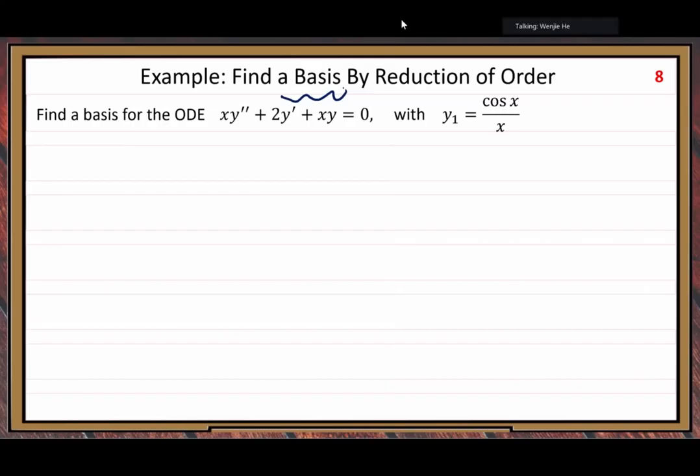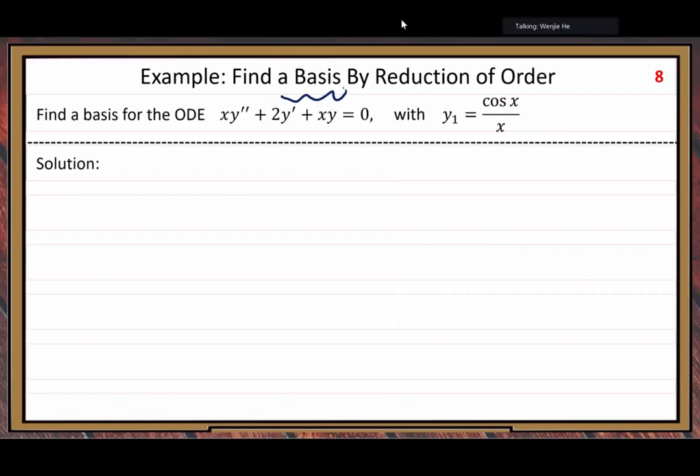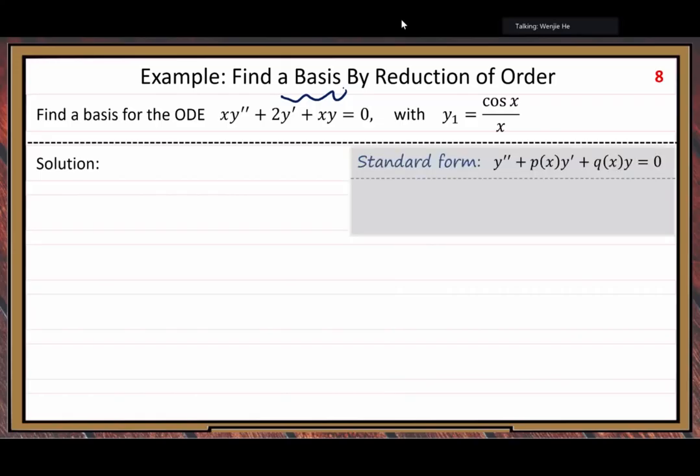Later, we have a chapter where we can use the power series method to find a y1. It's a method you can always apply. Your y1 could be complicated, but you can find a y1 using the power series method. All right, so here, this is y1. Then we want to find a y2.